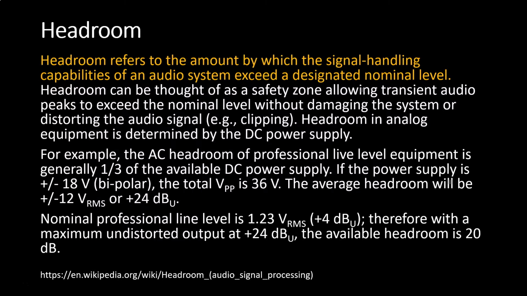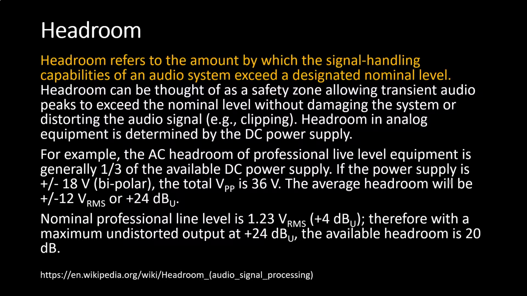And that distortion we will talk about next. It's called clipping. But anyway, headroom in an analog piece of equipment is determined by the DC power supply voltage. The AC headroom of professional live or line level equipment is generally 1/3 of the available DC power, so if the power supply is 18 volts, the total peak to peak voltage, since it's AC going above and below the 0 point, is 36 volts. The headroom would be roughly 1/3 of that, or plus minus 12 volts. In the dBu world, if you convert it to dBu, it would be plus 24 dBu.